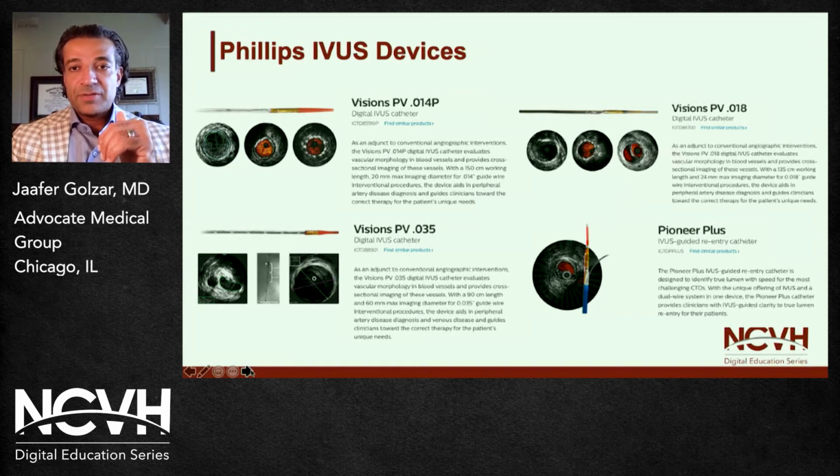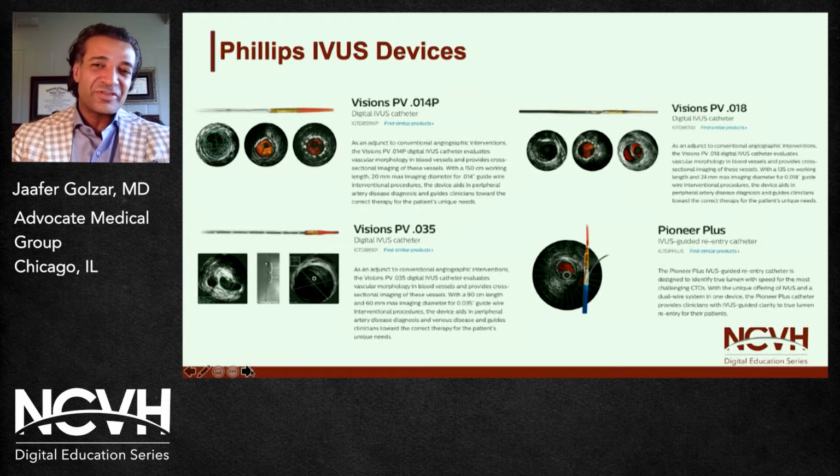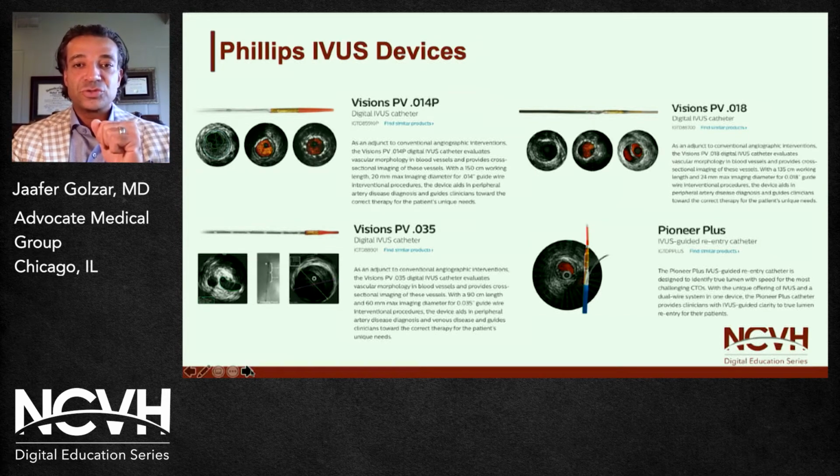And there's a Pioneer Plus, which I mentioned before, which is the IVUS guided reentry catheter. It's sort of a therapeutic catheter, basically allows you to re-enter into the true lumen with the side needle, but you can actually see exactly what you're doing versus the Outback, which is a similar reentry device, but no intravascular imaging to guide you in your reentry.